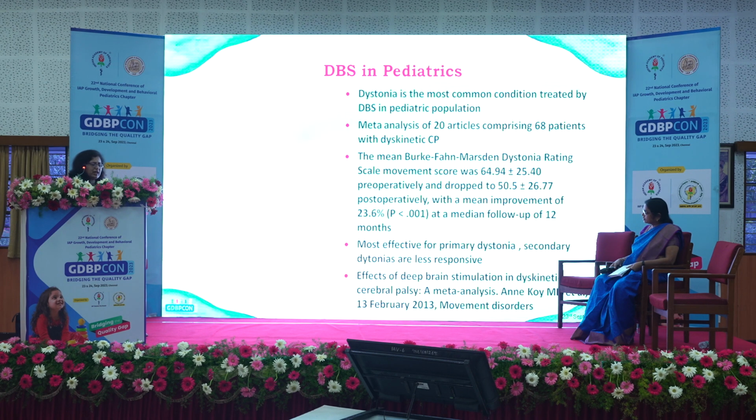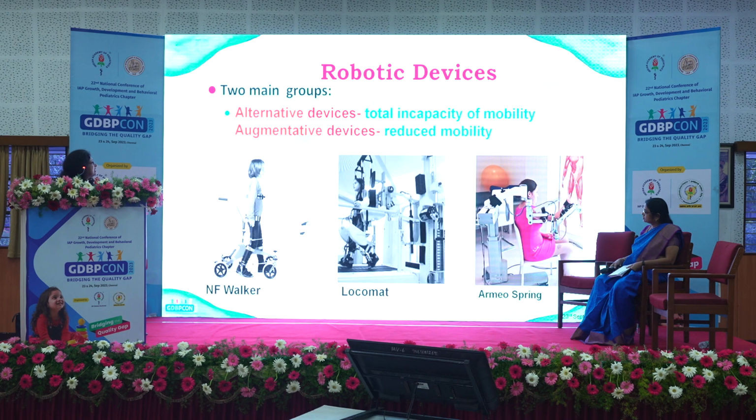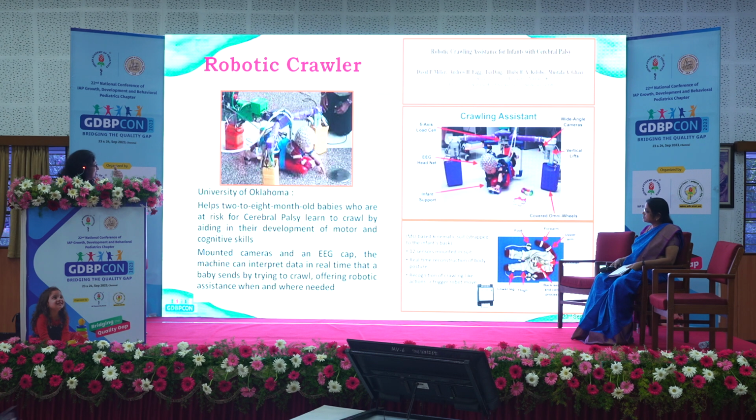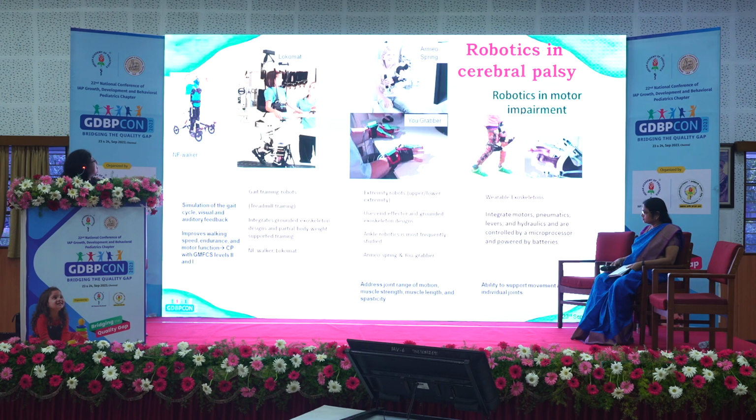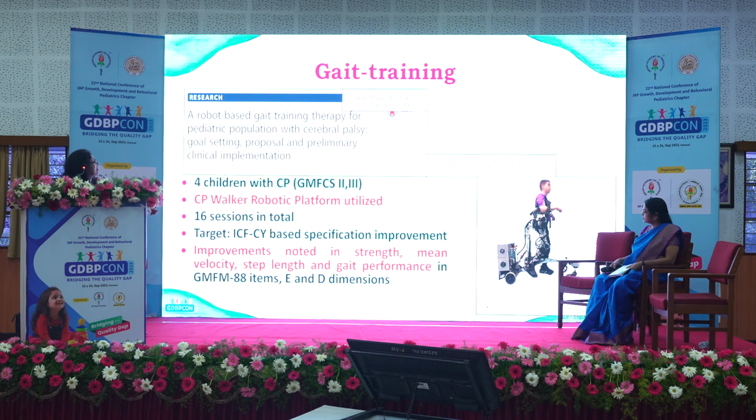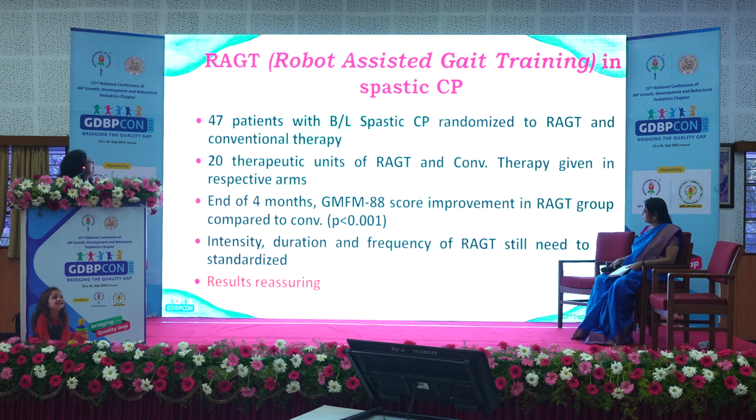DBS is also being done in some of them who have focal dystonia in CP patients. Robotics can be either aiding as augmentative, or alternative. You may have exoskeletons in which you will have a lot of support, and it is there in India. It is not that it is all not there. There are some robotic crawlers. This is not in India so far. For infants, they have started in the West, and there are a lot of gait training robots, and for those who are severely affected, you have exoskeletons. So gait training has shown a lot of benefit. The robot-assisted gait training has shown a lot of benefit.